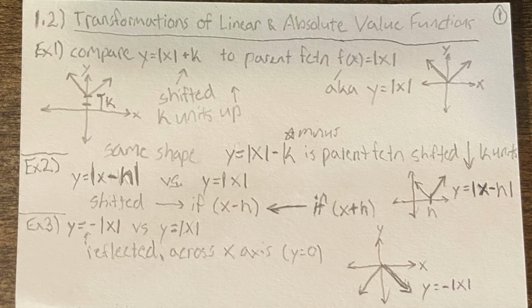Exploration 2. Y equals absolute value of x minus h versus y equals absolute value of x. Because the minus h happens before the absolute value is applied, it is a horizontal translation, to the right if x minus h and to the left if x plus h.